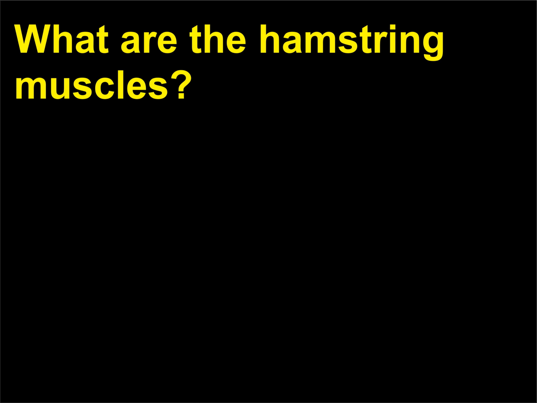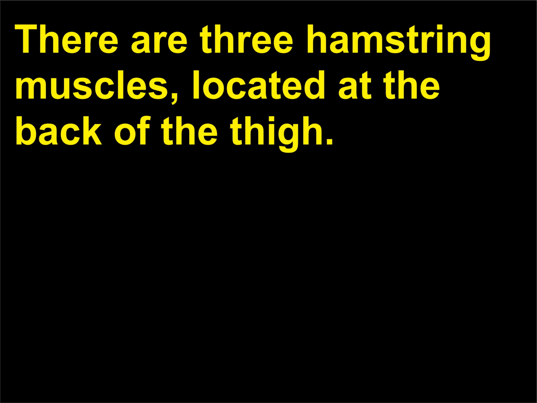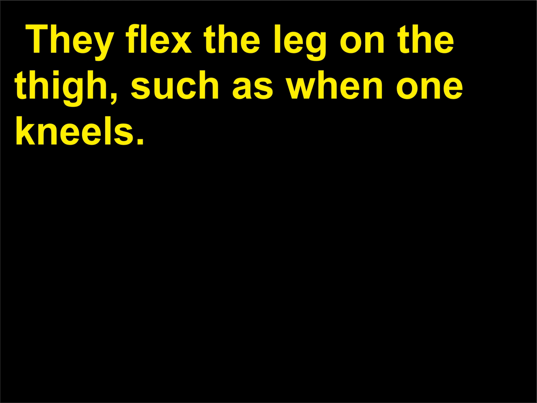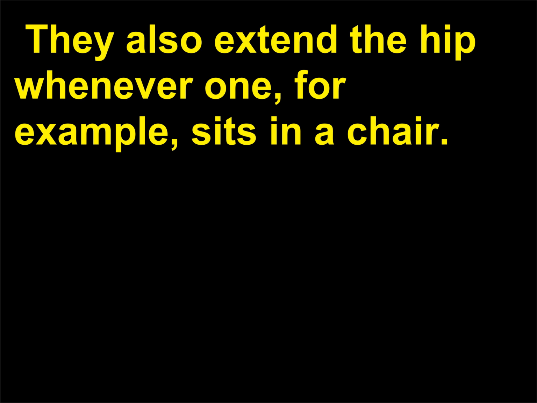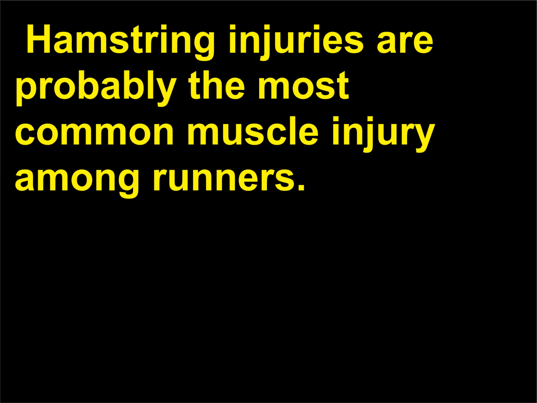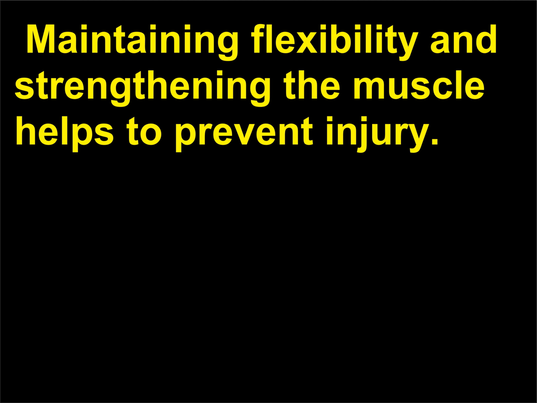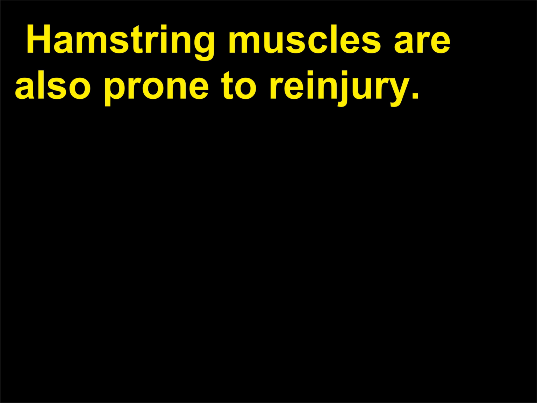What are the hamstring muscles? There are 3 hamstring muscles, located at the back of the thigh. They flex the leg on the thigh, such as when one kneels. They also extend the hip whenever one, for example, sits in a chair. Hamstring injuries are probably the most common muscle injury among runners. Maintaining flexibility and strengthening the muscle helps to prevent injury. Hamstring muscles are also prone to re-injury.